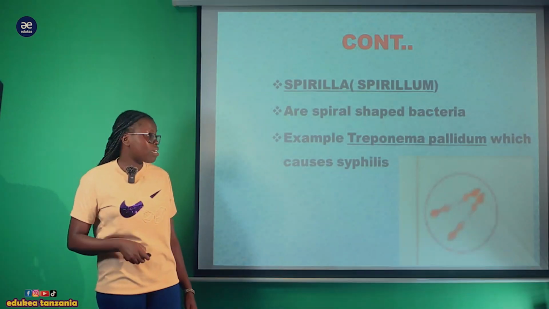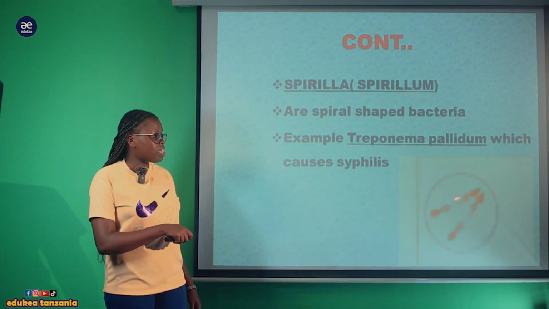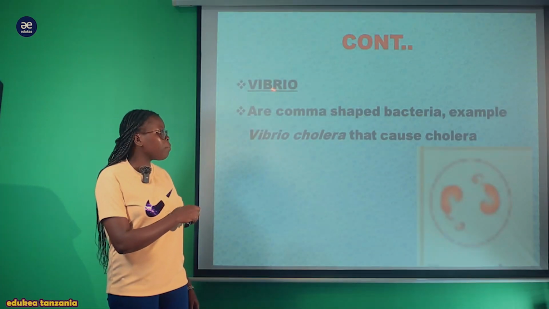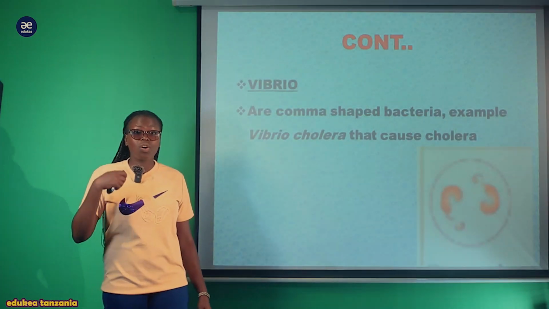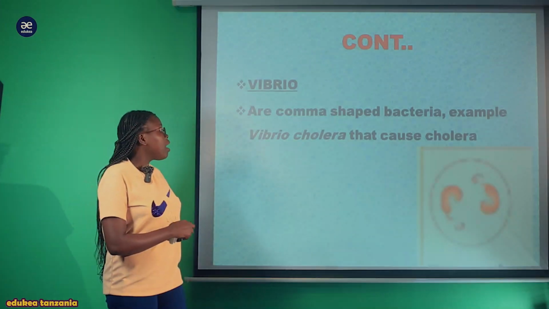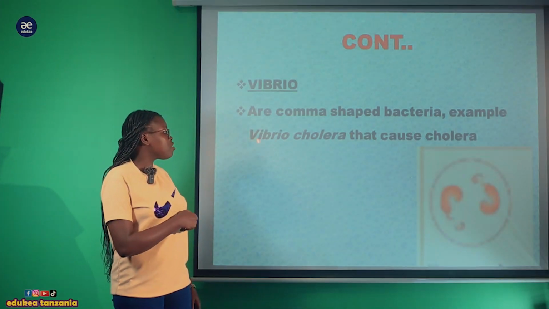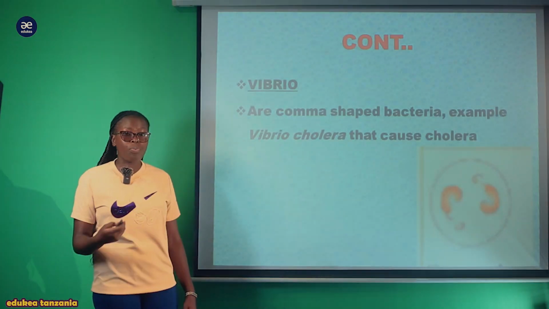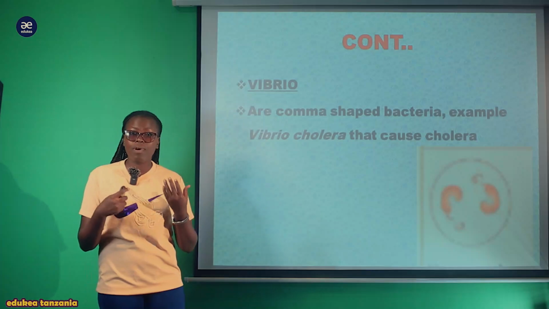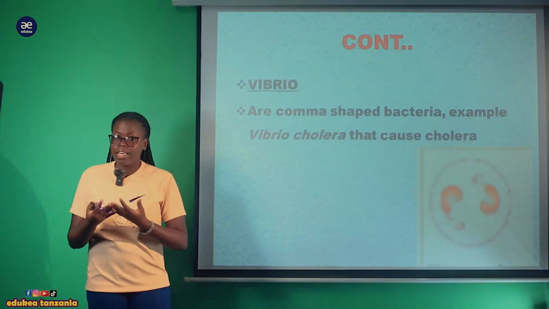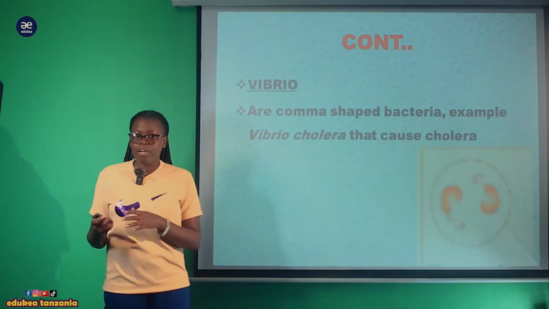Also, the other one is Vibrio. Vibrio, in other words, you can call it comma bacteria. It is like a comma. So, a comma-shaped bacteria, for example Vibrio cholerae. Vibrio cholerae causes cholera, which is caused by drinking contaminated water and defecating in the open. In case someone ingests contaminated water, it can lead to them suffering from cholera. So the main cause is poor toilet hygiene.